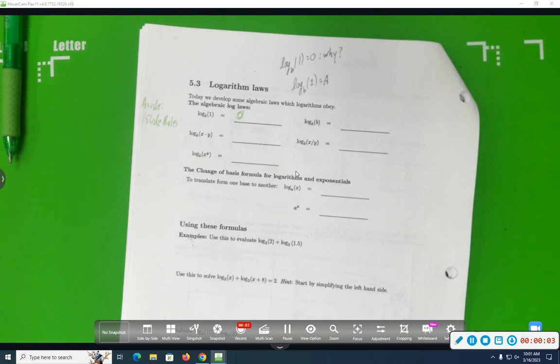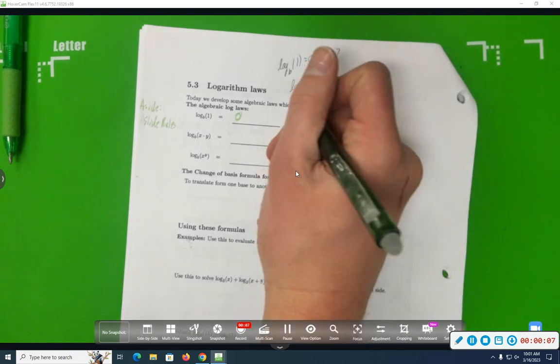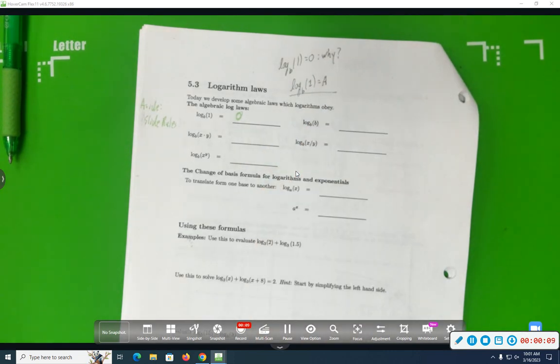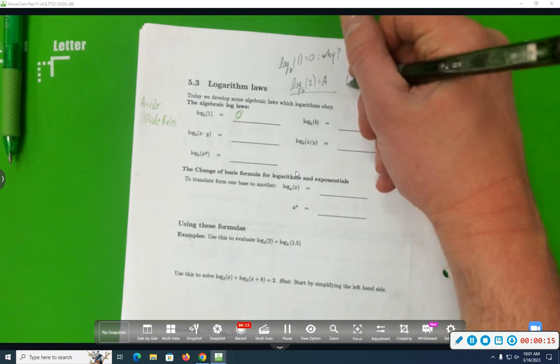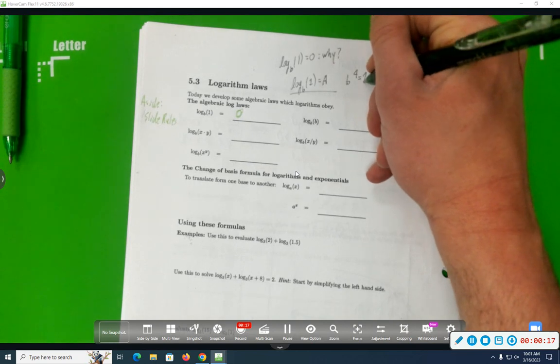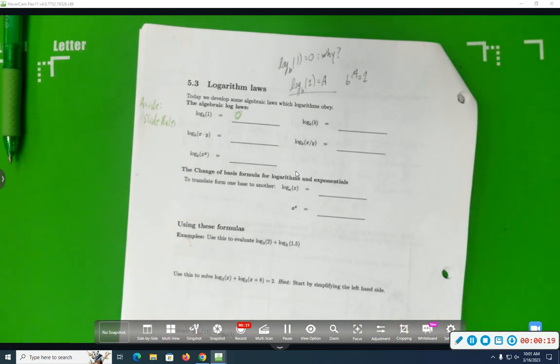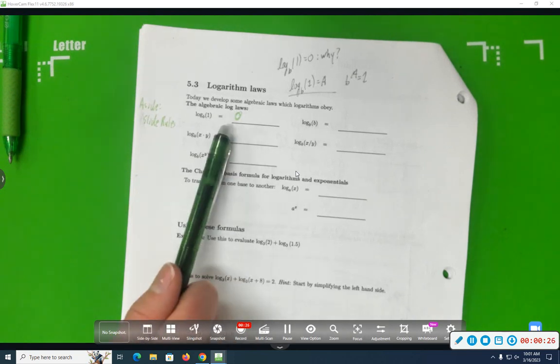That looks like an equation in logarithmic form, right? Namely this. What does that become if you write it in exponential form? B to the A equals 1. So I need to know what power do I need to raise B to get 1? And what power do I need to raise B to get 1? That's why that's a 0.